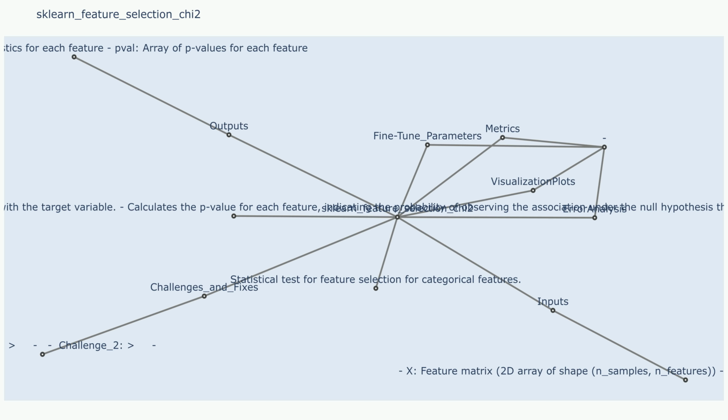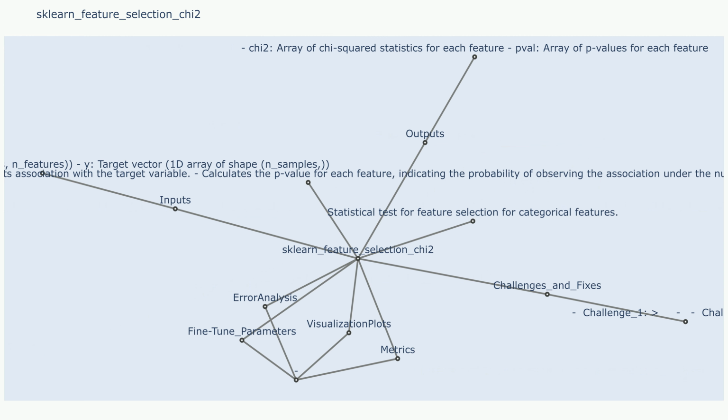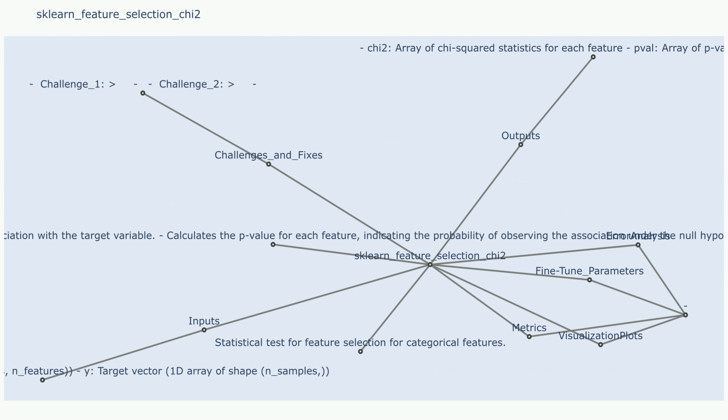sklearn.feature_selection.chi2. Description: explain in detail. The chi-squared test is a statistical test used to examine differences in categorical variables. In feature selection, it is used to assess the dependency between features and the target variable. The idea is to identify features that are statistically independent of the target, which are likely to be irrelevant for prediction.